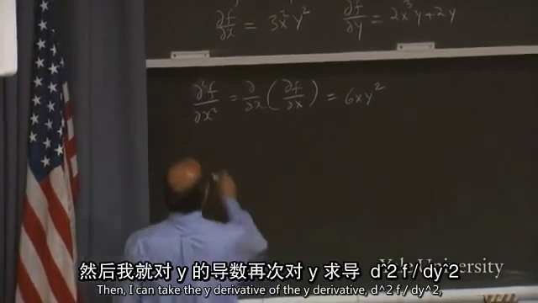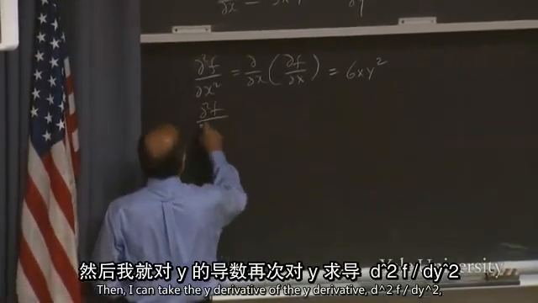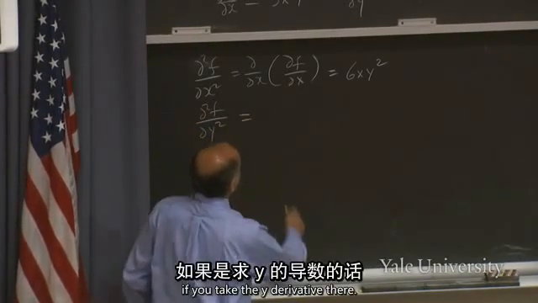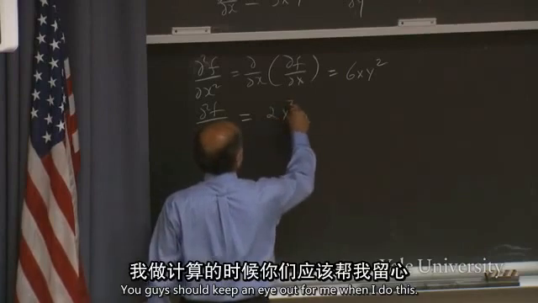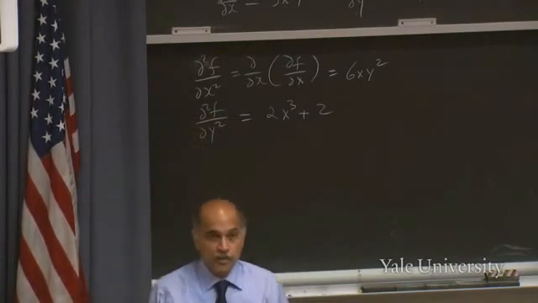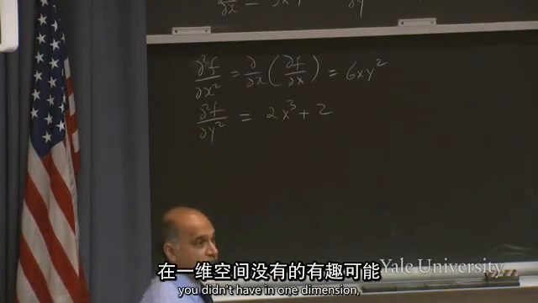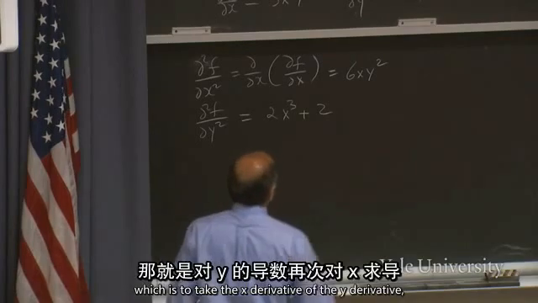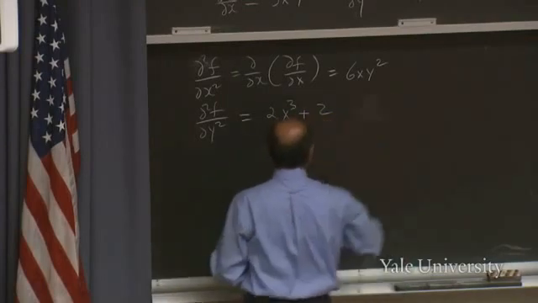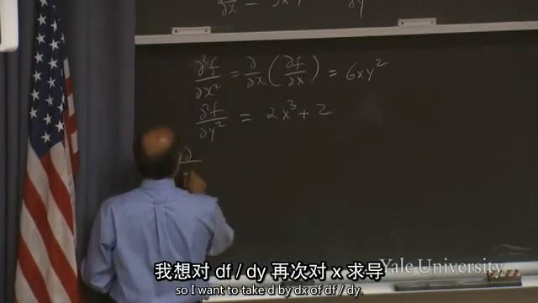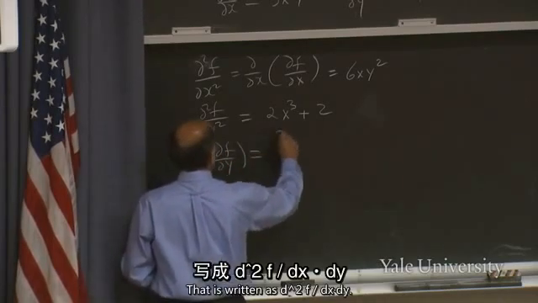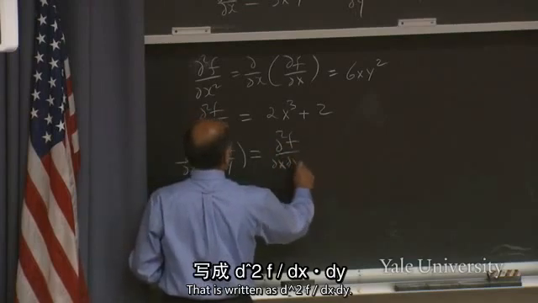Then I can take the y derivative of the y derivative, d2f dy squared. That's d by dy of df dy. If you take the y derivative there, you guys should keep an eye out for me. When I do this, I get this. But now we have an interesting possibility you didn't have in one dimension, which is to take the x derivative of the y derivative. So I want to take d by dx of df dy. That is written as d2f dx dy.